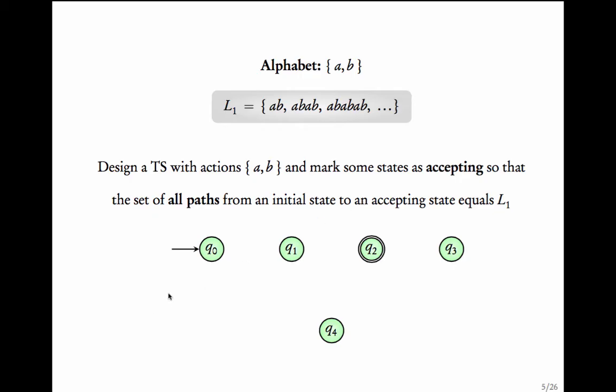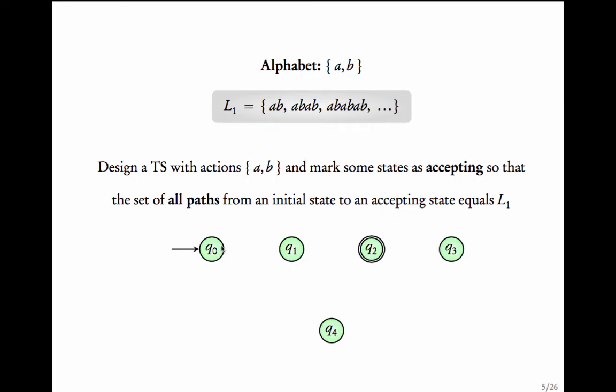So I'm going to construct a transition system with 4 states. Q0 is going to be the initial state and Q2 is going to be the accepting state. So to denote an accepting state, I have a double circle. I start at Q0. The goal is that all paths that take me from Q0 to Q2 should be a word in L1, and for every word in L1 I should have a path from Q0 to Q2.